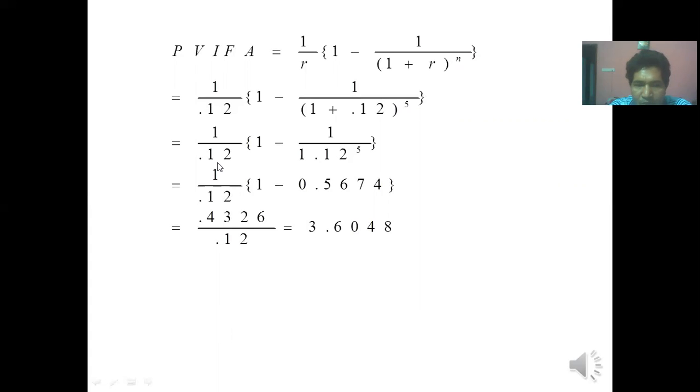1 divided by 0.12, second bracket, 1 minus 1 by 1.12 power 5. Then use a bracket here if you wish. So here the calculated result is 3.6048. Now we will calculate CFAT.